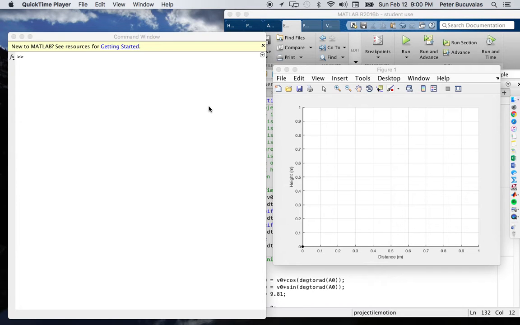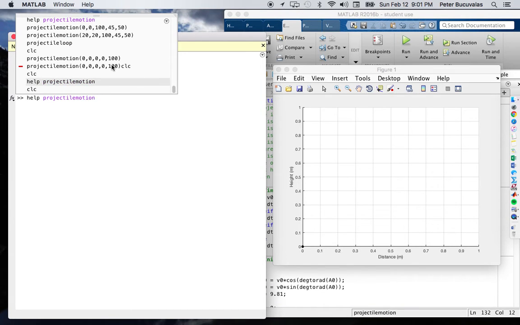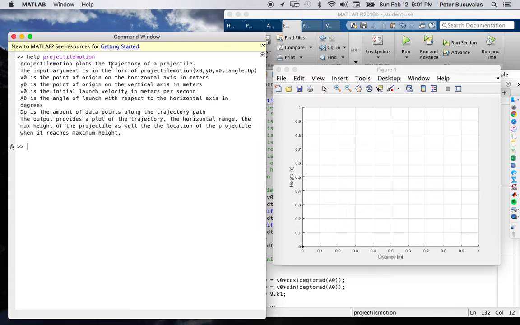Following is a video demonstration of the projectile motion function created as part of Engineering 267 at OIT. The function was created in MATLAB, and we'll go ahead and show you the help page here for the function.